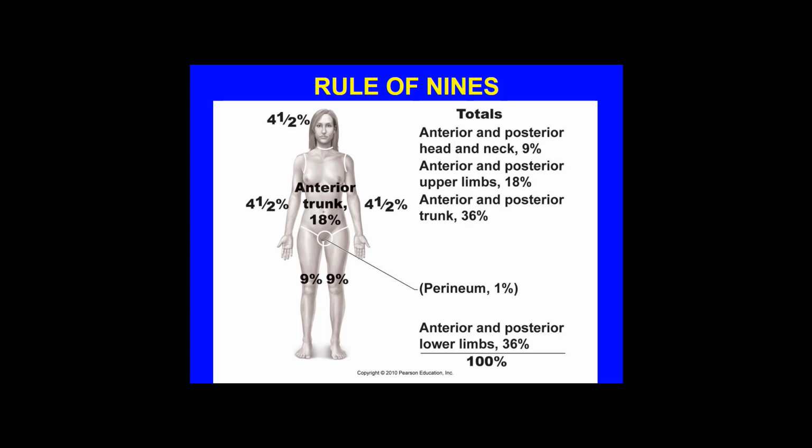The anterior trunk is 18%. The posterior is 18%. Taken together, that's 36%. And you can see there you have the 9s there. Front and back of the legs is 9%, 9%. Add it all up, plus the perineum, you've got 100%.